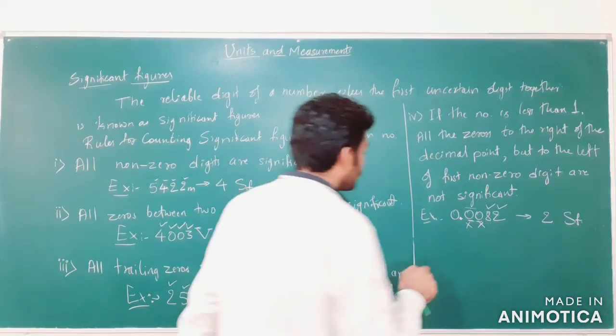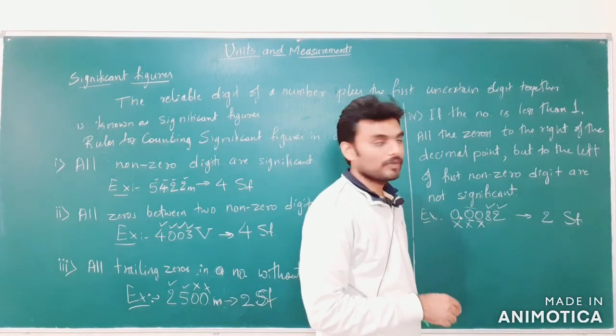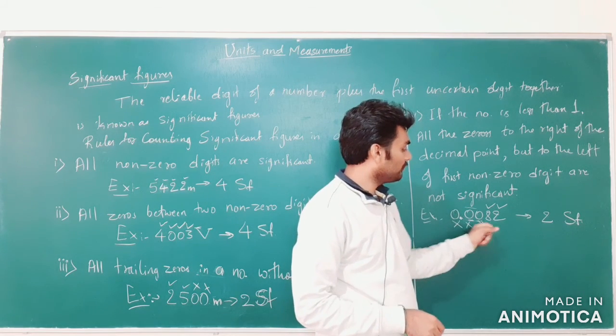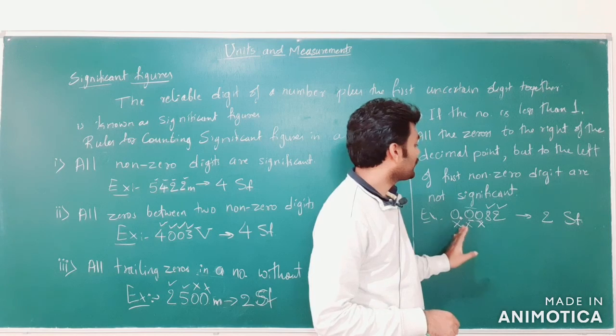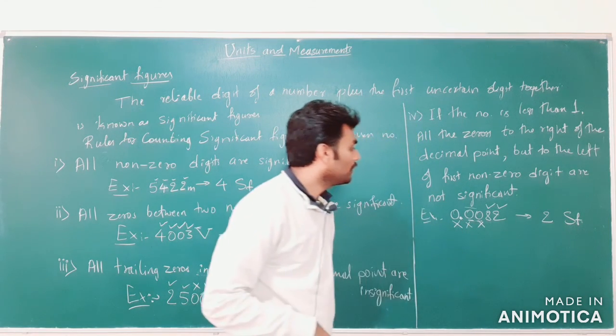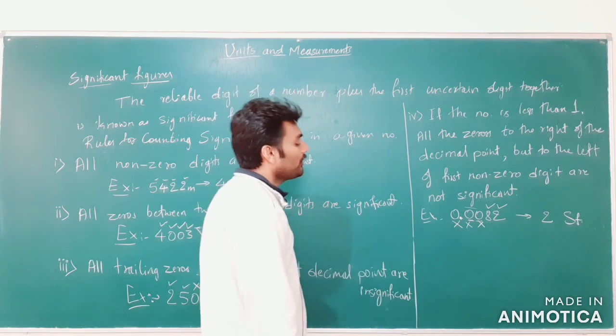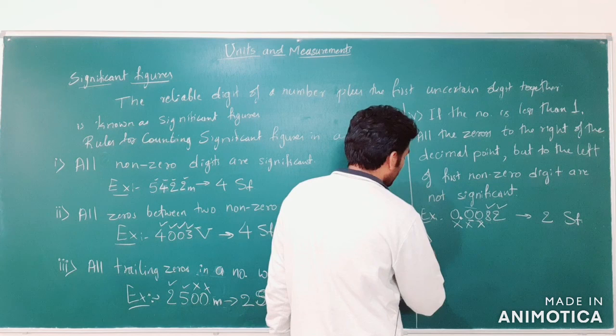Yeah, we also forgot about this 0. Even this 0 is not significant, right? Because it is to the left of the first non-zero digit. So this is also not significant. That is why it is only two significant figures for this given number 0.0082.